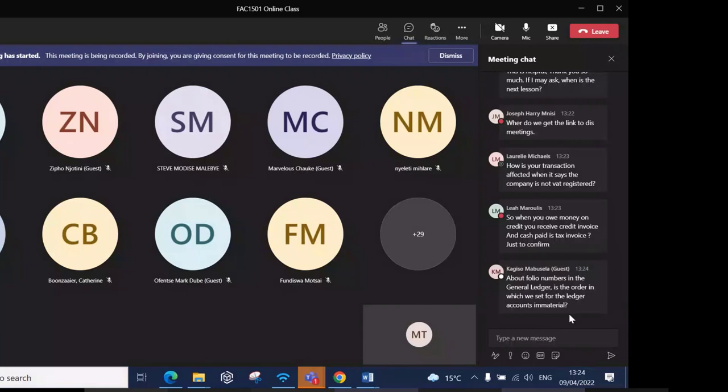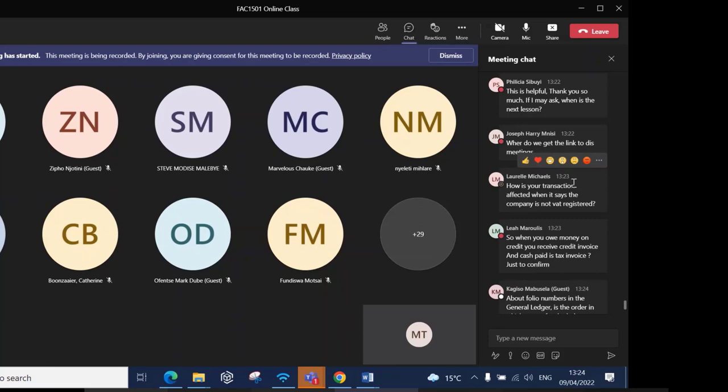So when you owe money on credit, you receive a credit invoice, and cash paid is a tax invoice. Yes, you understand, Aliyah. About how is the transaction affected when it says the company is not VAT registered?